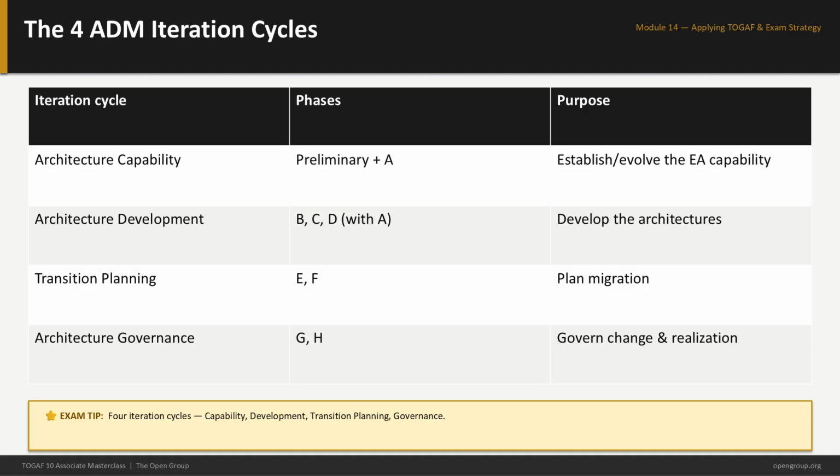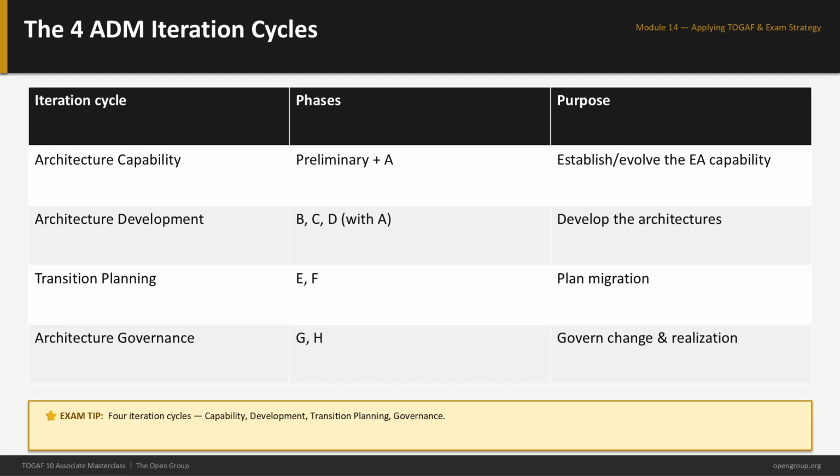TOGAF describes 4 named iteration cycles, and they map neatly onto groups of phases. The architecture capability iteration, centered on the preliminary phase and Phase A, establishes and evolves your EA capability. The architecture development iteration, covering phases B, C, and D, develops the actual architectures. The transition planning iteration, covering phases E and F, plans the migration. And the architecture governance iteration, covering phases G and H, governs the change and its realization.